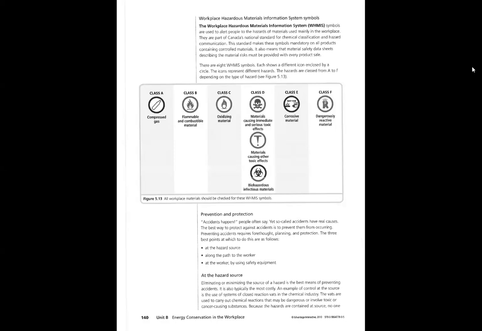So the first one we're going to discuss is at the hazard source. So eliminating or minimizing the source of a hazard is the best means of preventing accidents. Usually costs the most as well, but it is what you want to do to make sure that accidents don't happen, by making sure the hazard is under control, that you don't have toxic fumes, materials causing your people to get sick.